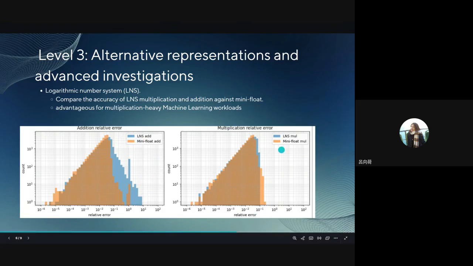But when it comes to multiplication, the minifloat multiplication is most of the time bigger than the LNS multiplication. And so it comes to the conclusion that LNS multiplication is advantageous for multiplication in machine learning workloads.